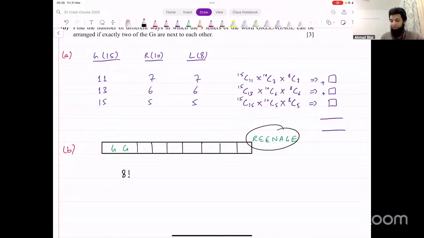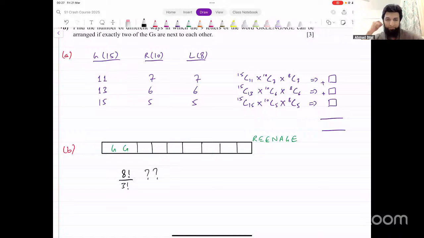But then you have some repetitions here. 1, 2, 3, 3 E's. We divide by 3 factorial because of that. And that's it, right? Will that work? If not, what's the problem with this? Could we just do 8 factorial over 3 factorial? Is that going to work? What's the problem with this?